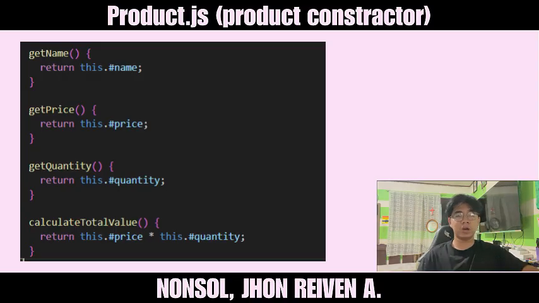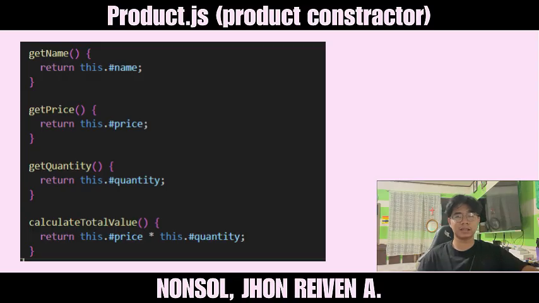In addition, we also do the calculateTotalValue. How do we calculate the total value? By multiplying the product price and the product quantity together, and it will return the value of the price multiplied by the quantity. So with that, the product.js is done.